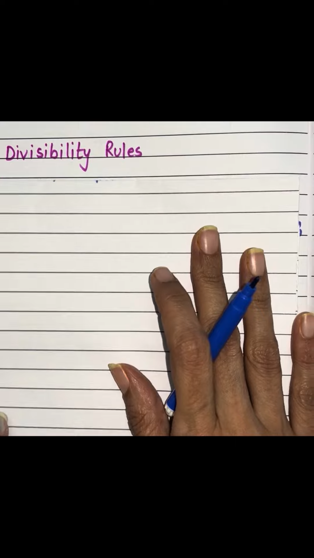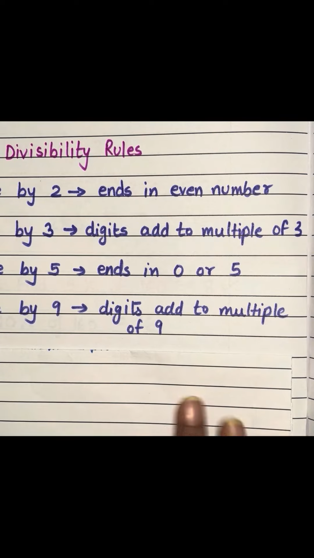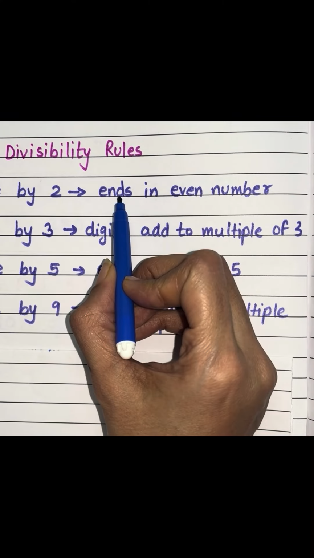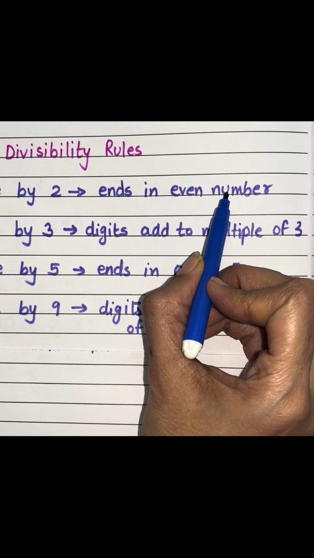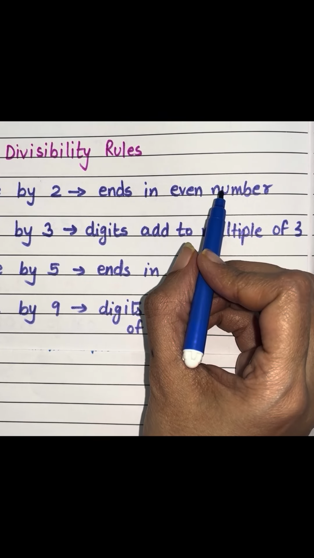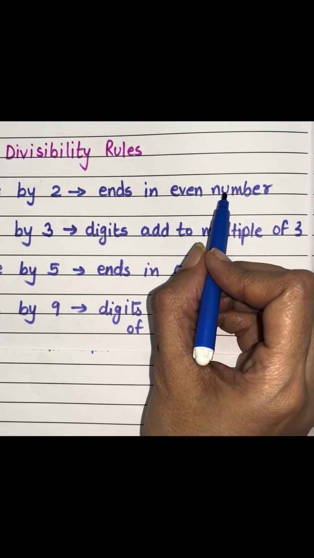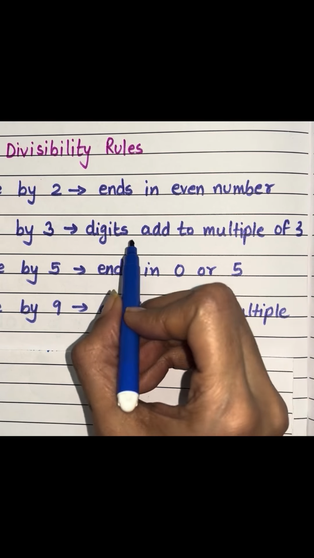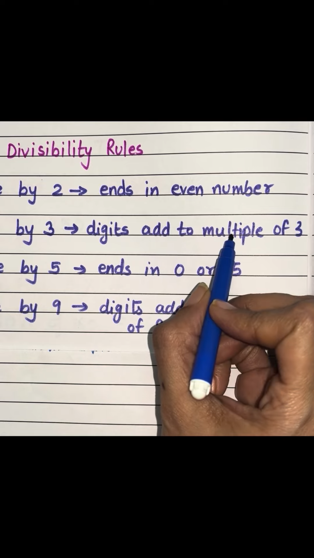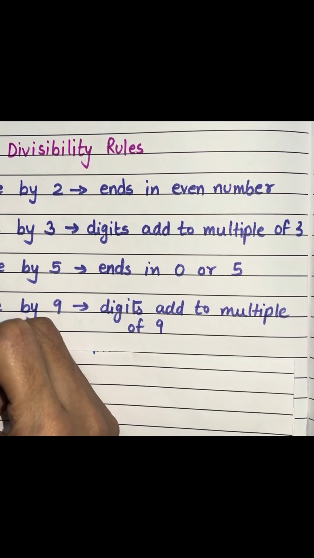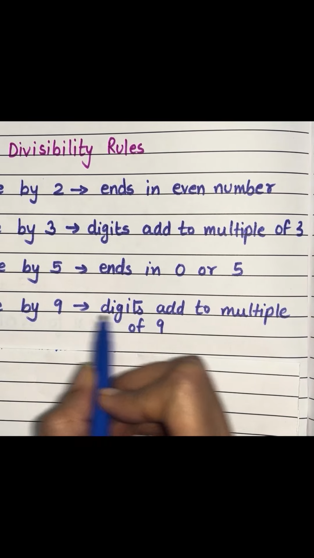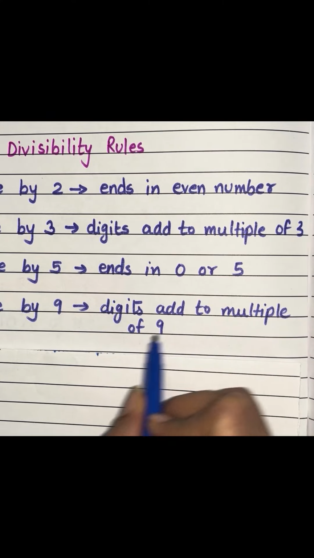Let's have a look at one more hack, that is divisibility rules. Now here are a few divisibility rules given to you. Let's look at them one by one. If the number is divisible by 2, the number should end in an even number. Divisible by 3: the digits add up to a multiple of 3. Next, divisible by 5, ends in 0 or 5, and divisible by 9, digits add up to a multiple of 9.